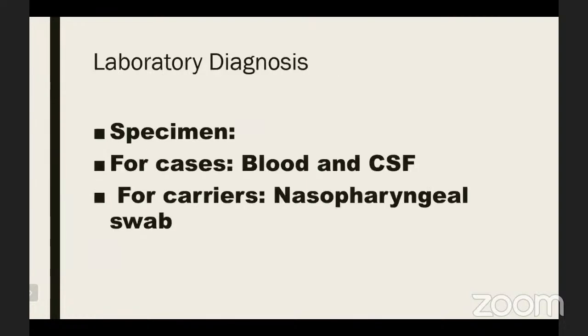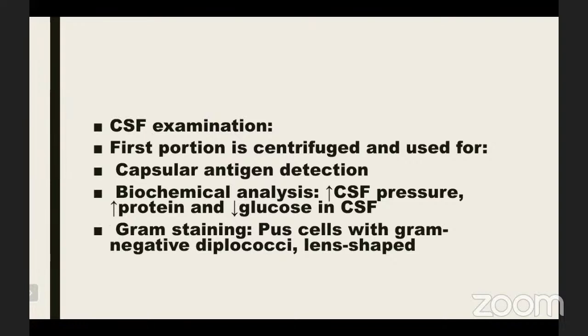Next one is laboratory diagnosis. For cases, blood and cerebrospinal fluid are collected. For carriers, a nasopharyngeal swab is taken. Steps of examination: first portion is centrifuged and used for capsular antigen detection. Under biochemical analysis, increased cerebrospinal fluid pressure and increased protein are seen, and glucose is decreased in cerebrospinal fluid. Under gram staining, pus cells with gram-negative diplococci are seen, and they appear lens-shaped.